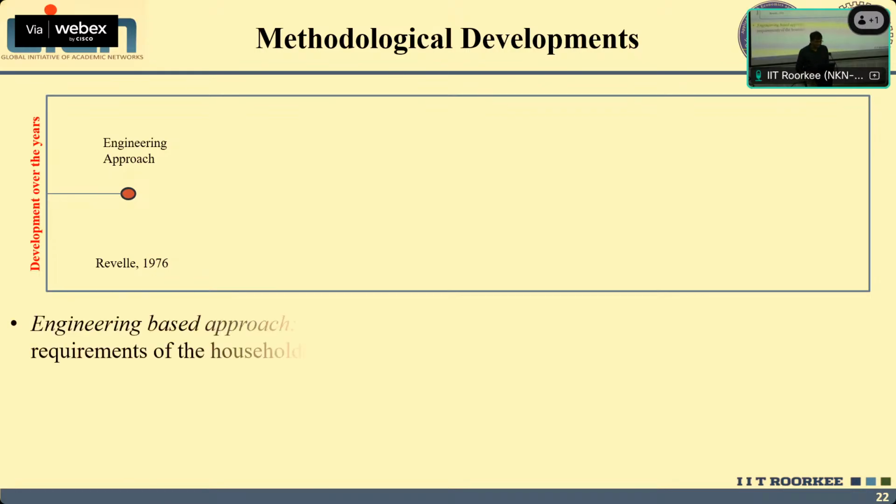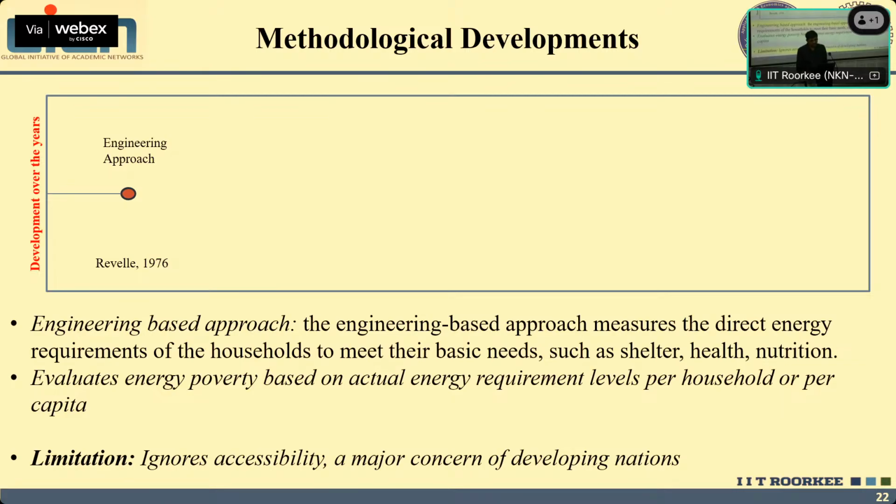It was emphasizing an engineering-based approach. So that's precisely measuring the energy requirement directly through the household energy meter. And they specifically discuss the households' requirement for basic needs such as shelter, health, nutrition, and they evaluate energy poverty based on the actual energy requirement levels for households per capita. So that's simply called an engineering approach, as specified by Ravel in 1976.